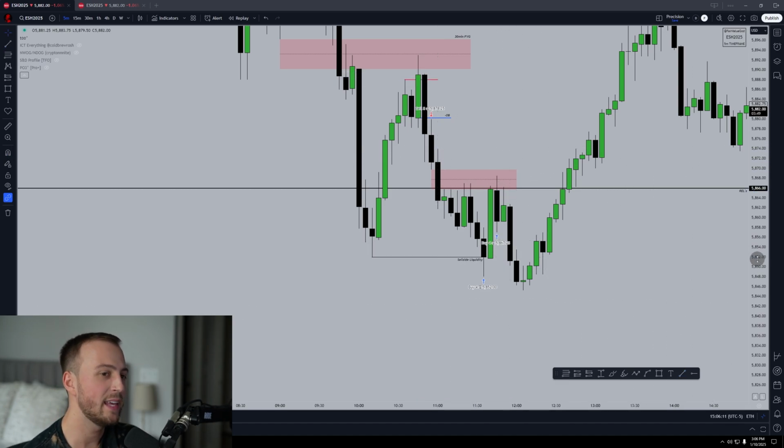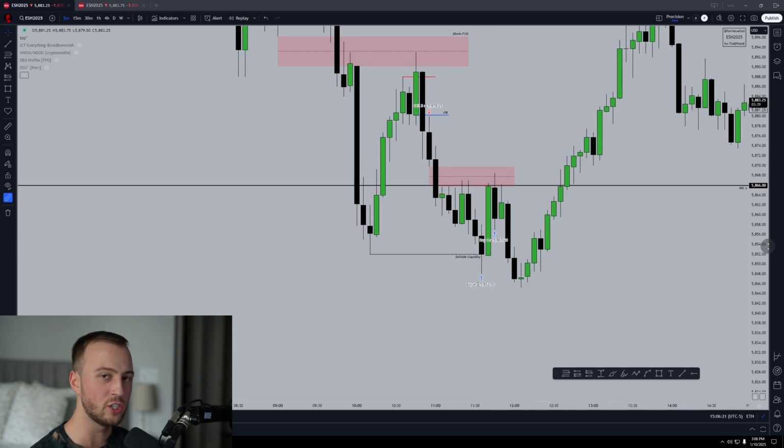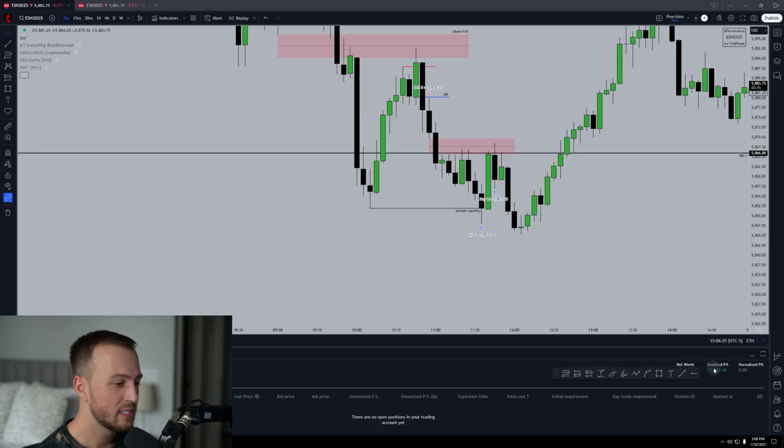So that is what I saw to get bearish. That's how I entered the trade, that's how I exited, and that's how I got stopped out on the remaining portion. All in all, it wasn't even a 2R trade, but I still made about $7,400, as you can see down here.